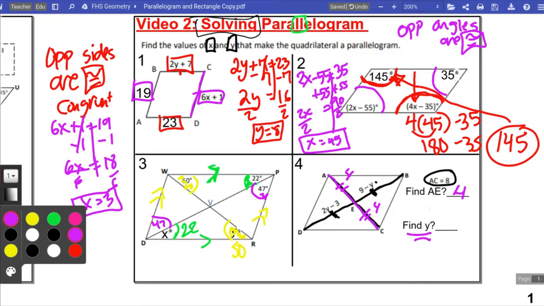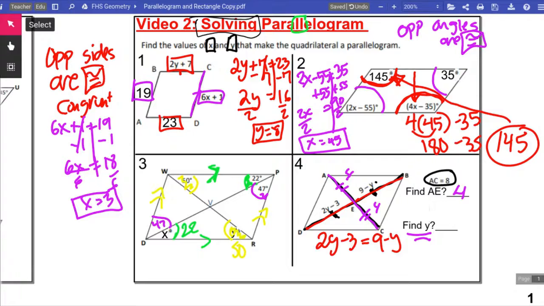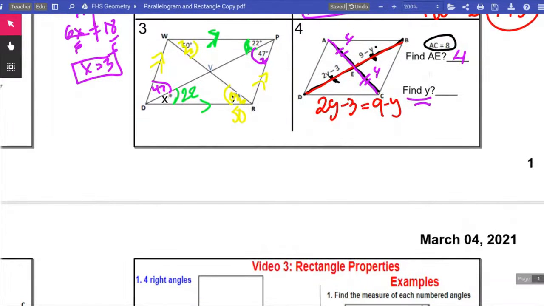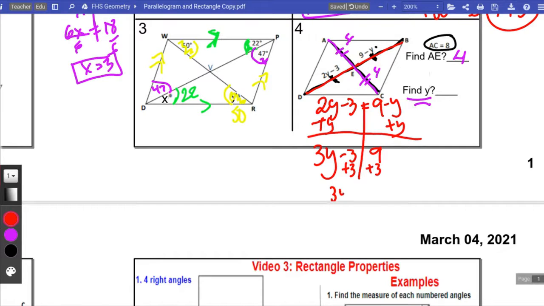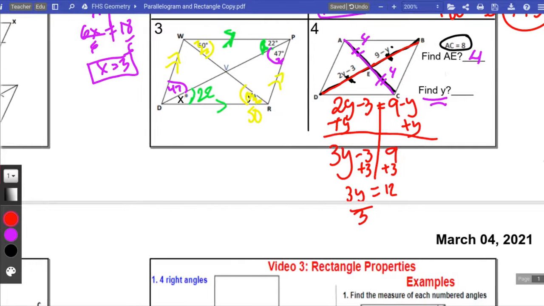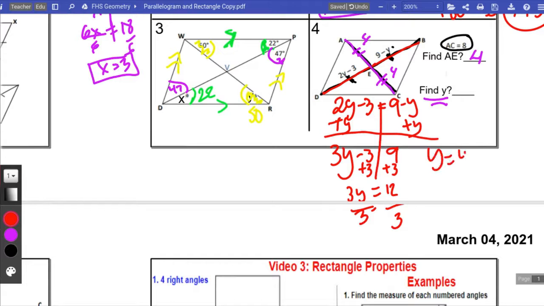Now this next question is for me to find y. It's referring to the next one over here. This line has to be congruent to this line. So all I have to do is set them equal to one another, and then we're going to solve it. I'm going to move this upward. We have some room. Let's solve this thing. I will just get rid of y first. That gives me 3y. And then I will add 3. That would give me 12. I would divide by 3. I get y equals 4.